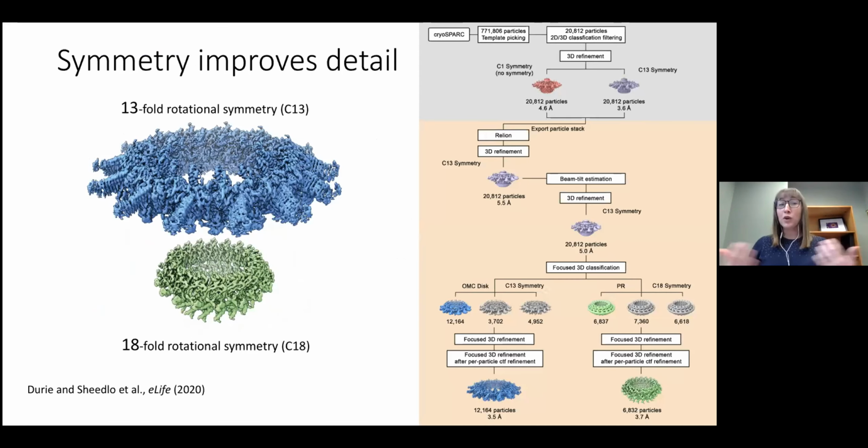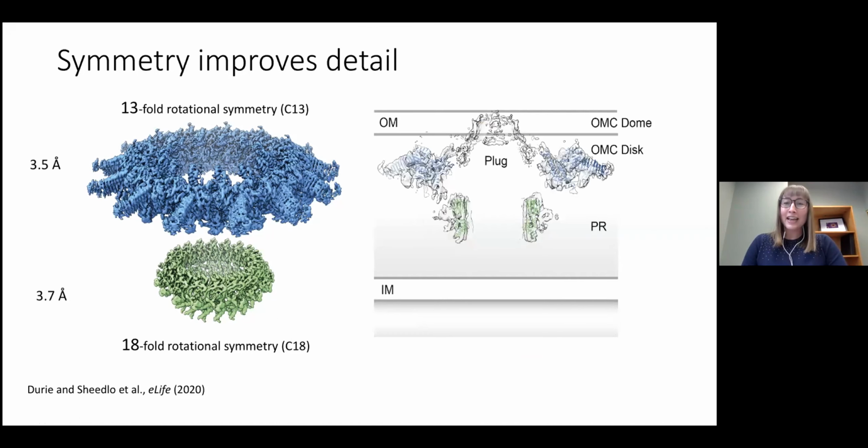And luckily, we were able to use that symmetry to our benefit. And the way we did that, there's sort of an overview of the data processing over here on the right. But the big takeaway is we were able to treat each of these highly symmetric regions separately. So I did particle subtraction to do focused refinements on one area of the complex at a time. And then we were able to use that symmetry and basically increase our signal to noise and really improve the resolution to the range where we could now start to build in models for the protein chains, or at least polyalanine models in different cases.